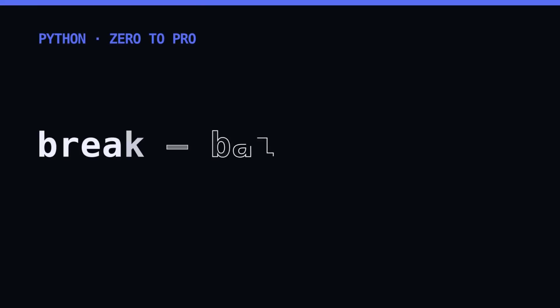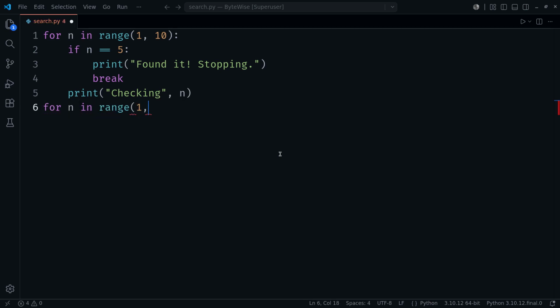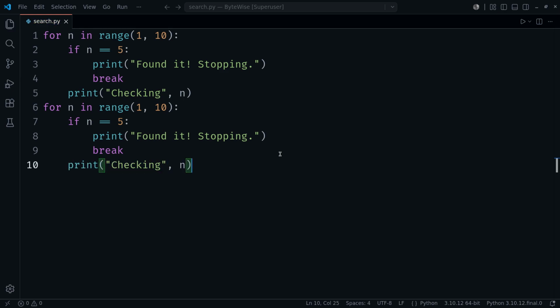Use break the instant you found what you need. We loop through 1 to 9. If the number equals 5, we announce it and break. That break line is the escape hatch. It drops us out of the loop immediately.